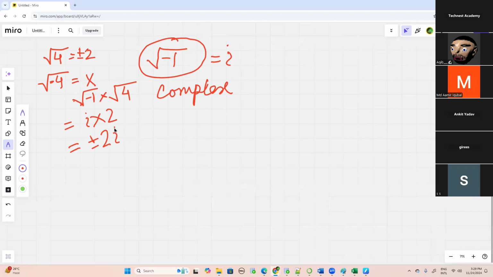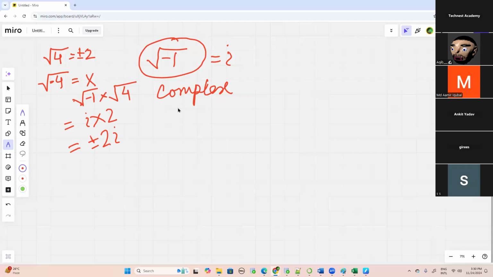If someone asks you, what is this 2i? Is this a real number? No, this is not a real number. This is a complex number. We'll discuss in detail the complex number, the real part of it, the imaginary part of it, and then how to solve it. Is this clear? And your Python also detects it. Okay, clear?